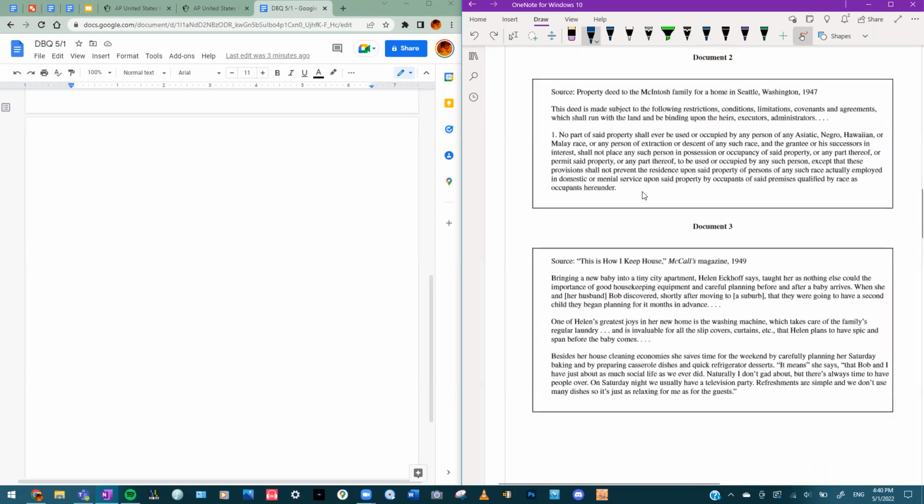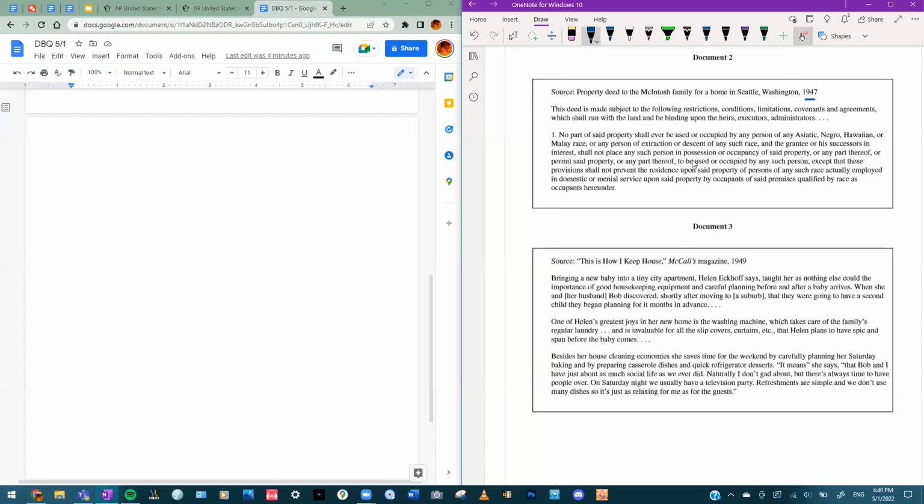Now, what do we have? And you might not know everything. Property deed to the McIntosh family. I don't know what that is. At least we know it's in 1947, but we don't know who that is. You might, but I don't.